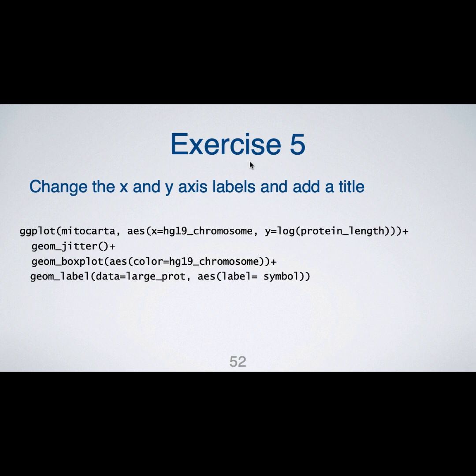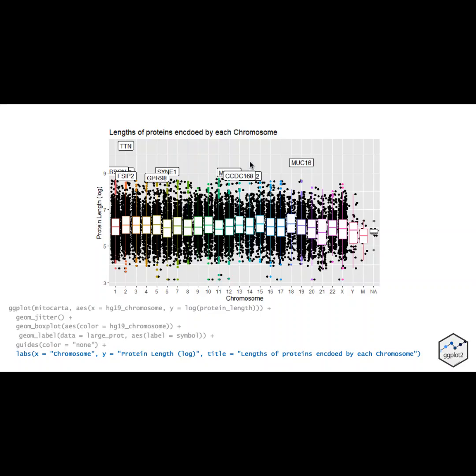How did you change the title? Command is title equals. Yes, you write title equals, and then you write the name of your title in quotations. So here you can see I have that plot as well. I changed the x-axis label to chromosome, y is protein length log, and title is the lengths of proteins encoded by each chromosome. And if you're eagle-eyed, you'll see that I have a typo.